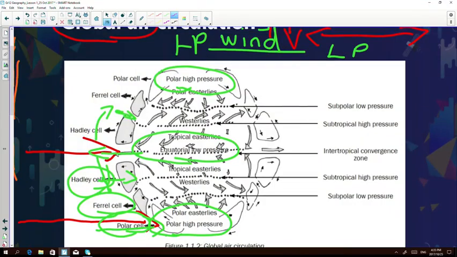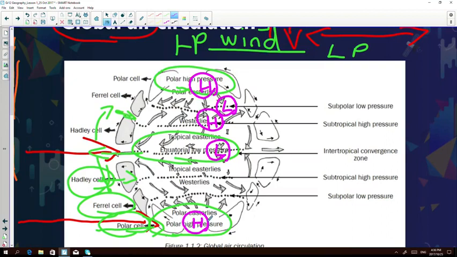There you can see it. There's your subpolar low pressure. There's your high pressure. There's your low pressure, high pressure, low pressure. Okay? Keep in mind that deflection is different in the northern hemisphere. So let's look at the southern hemisphere. High pressure, low pressure, high pressure, low pressure.